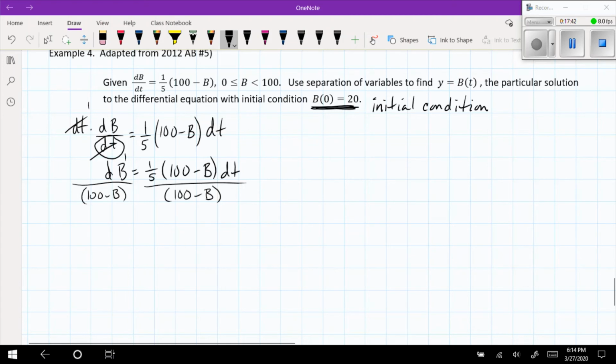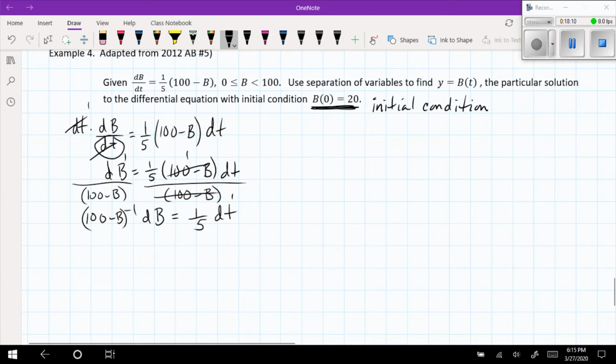Okay? So for right now, let's clean this up a little bit. 100 minus b, can I call this to the negative 1? dB is equal to 1/5. This divides with this, and I just have dt. Okay? So as of now, the only variable on the left-hand side is b, and the only variable on the right-hand side is t. So I am good to go to integrate.